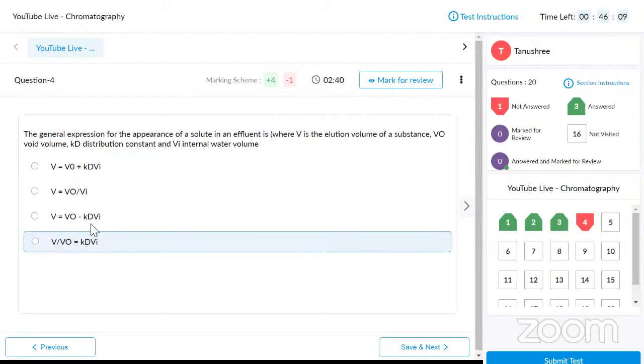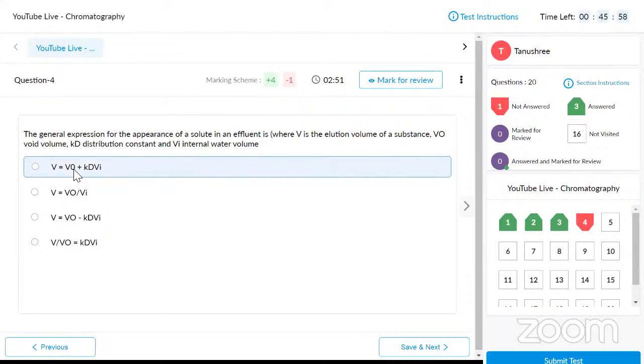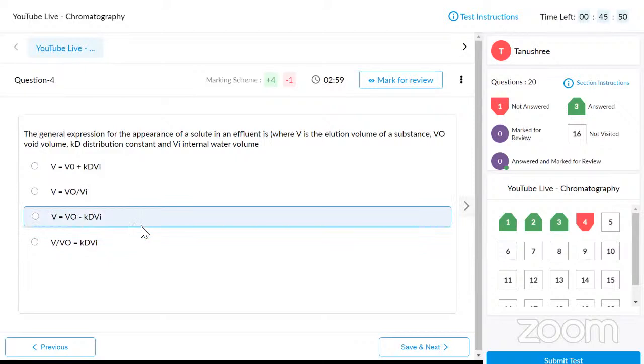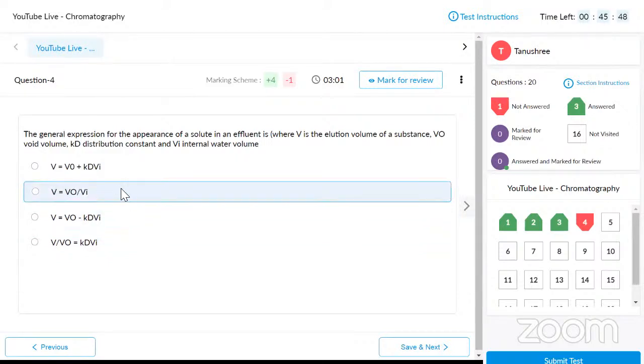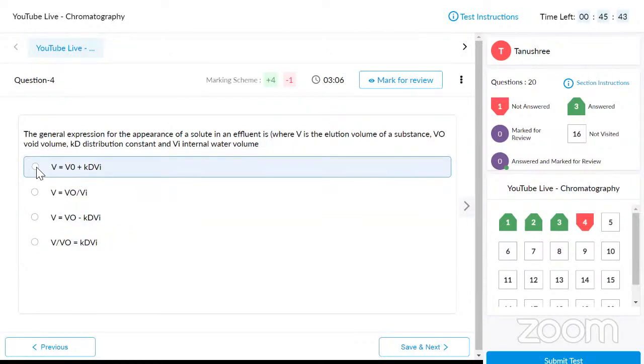So all these three options stated below are not the correct expression or derivation for this, because the total effluent volume is dependent on the void volume, the distribution constant, as well as the internal water volume. So division or subtraction is not possible for these variables, because they all add up to this entire equation. So your answer is option A.